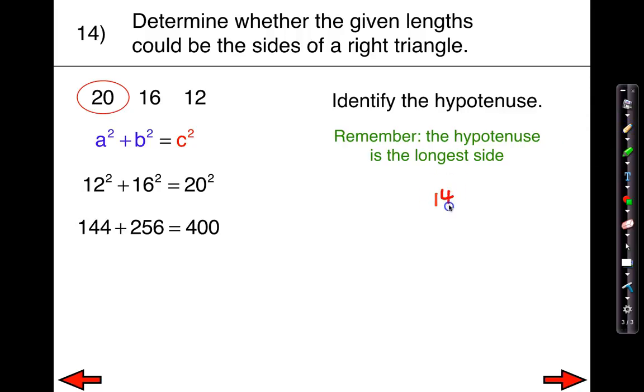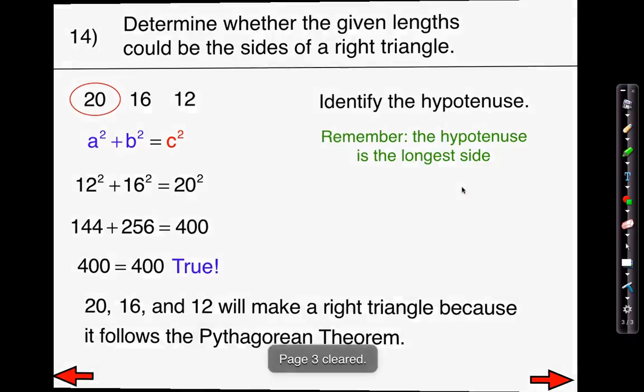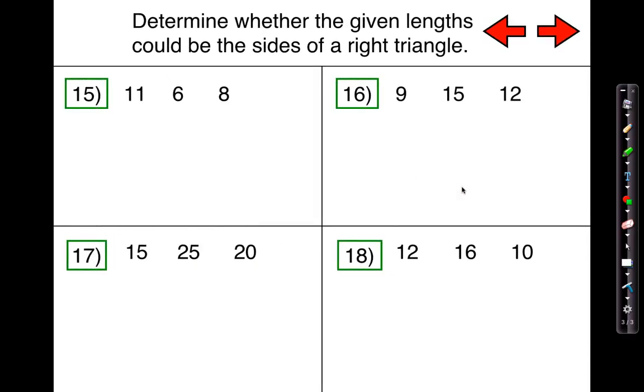We have 144 plus 256. This is 10, carry the 1. This is 10 as well. We do have 400. Does 400 equal 400? I think so. So we're going to go ahead and say, since it's true, 20, 16, and 12 will make a right triangle because it does follow the Pythagorean theorem. Okay, so at this point, I would like you to go ahead and pause the video and try the next 4 examples on your own.